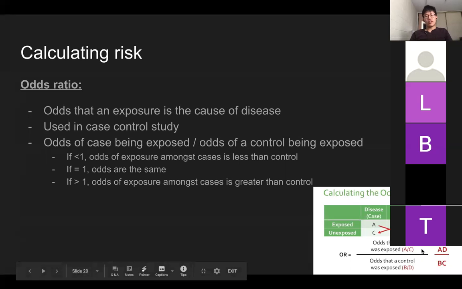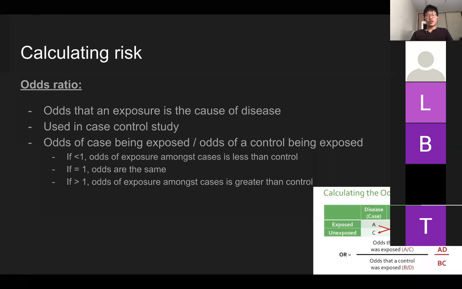I wouldn't remember it in terms of A, B, C, D. I just remember what the values are and what they mean. So it's the odds of a case being exposed versus the odds of a control being exposed. If it is one, the odds are the same. If it's greater than one, the odds of exposure in cases are higher than in controls. And if it's less than one, then the odds of being exposed amongst cases is less than controls.